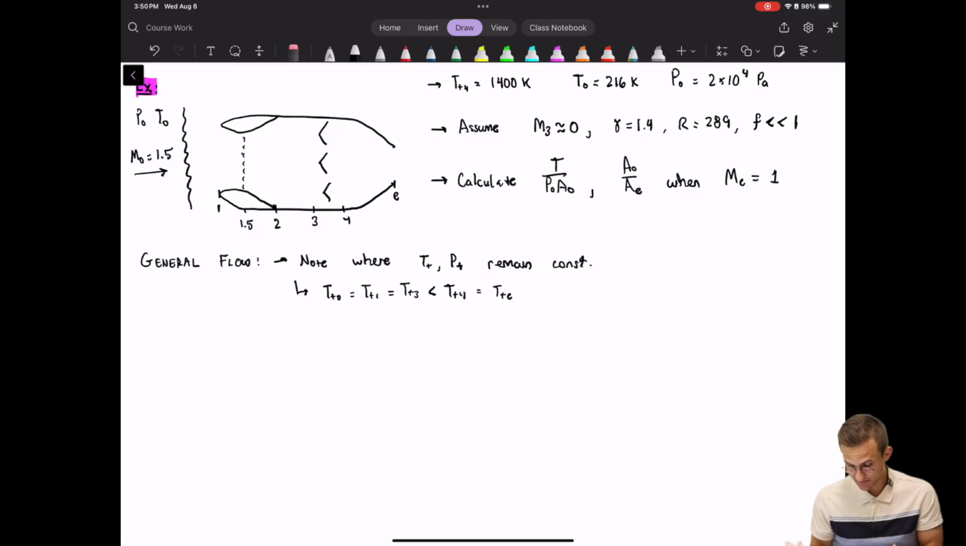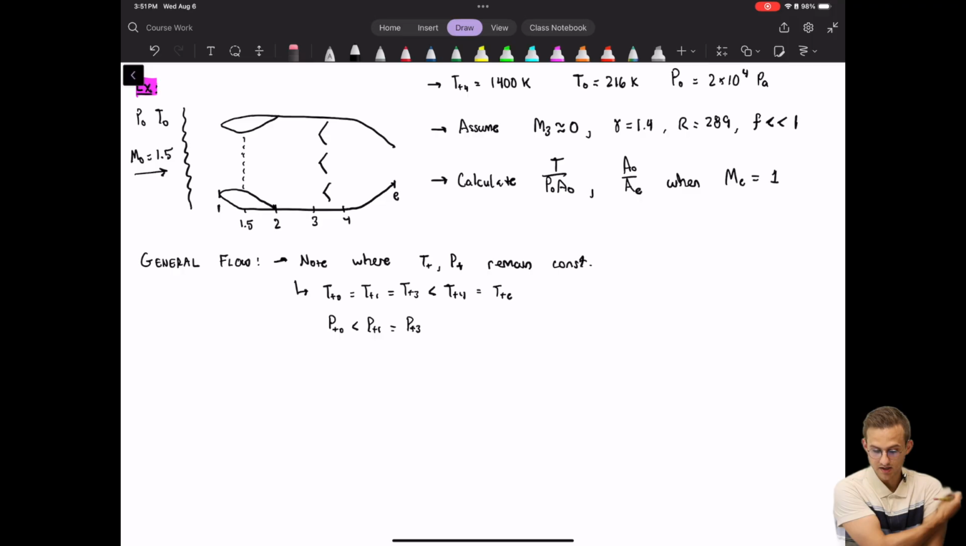Now, as far as the stagnation pressure goes, we know that the stagnation pressure is going to drop across the shock. So PT naught is less than PT1. But then you have isentropic flow all the way up to station 3. So PT3 is the same as PT1. Now, normally across a burner, you are going to have a drop in stagnation pressure, but it's very, very small, especially when the Mach number at station 3 is really small. So that assumption that Mach number at station 3 is equal to 0 actually tells us that PT3 is equal to PT4 as well.